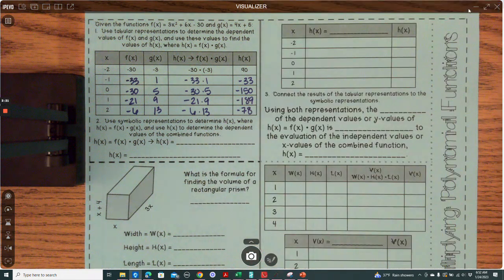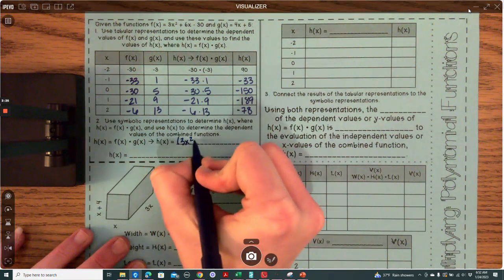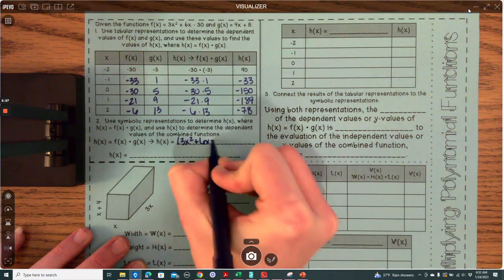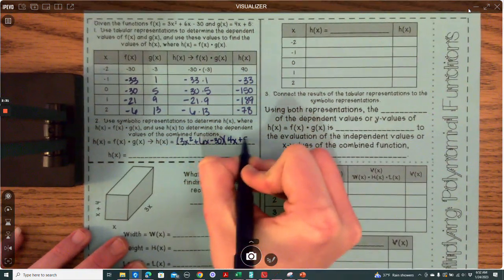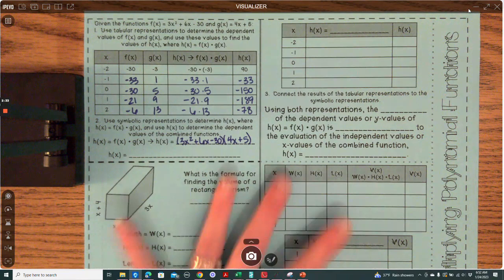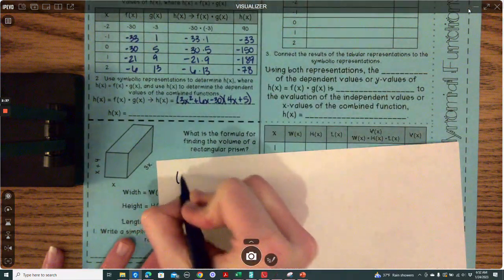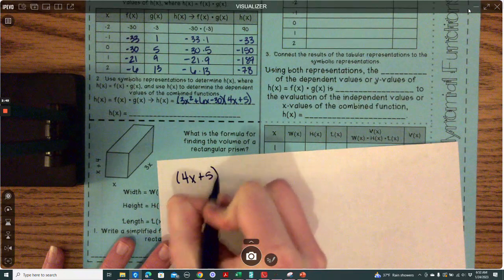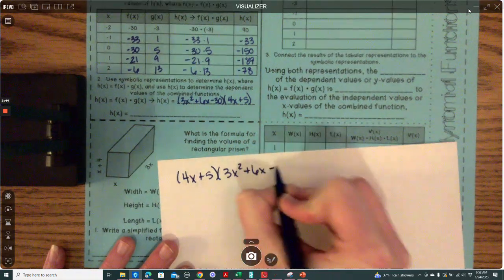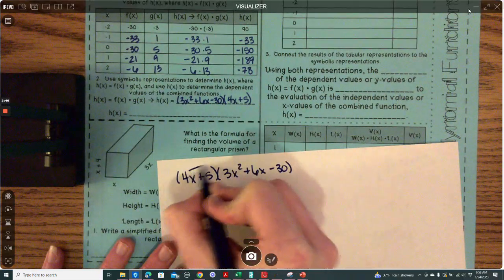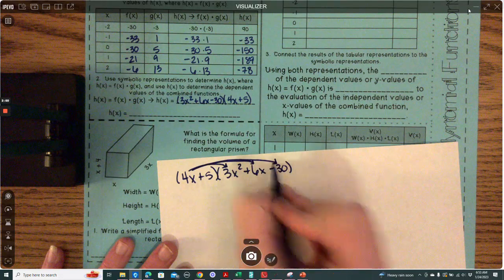So we can also use a symbolic representation to do this. So we can multiply the two functions together. So 3x squared plus 6x minus 30 times 4x plus 5. And so to multiply those out, I'm actually going to flip them around. I'm going to do 4x plus 5 and then times 3x squared plus 6x minus 30. So what we do is we distribute. So we distribute the first term.